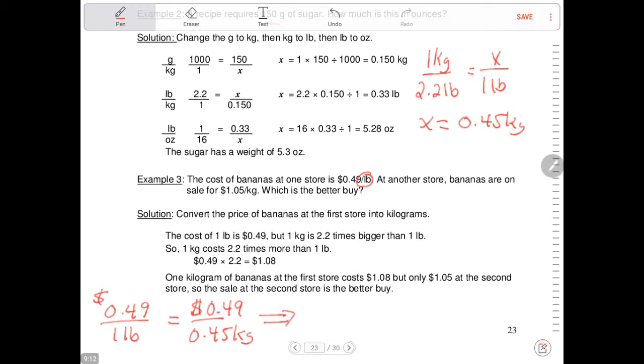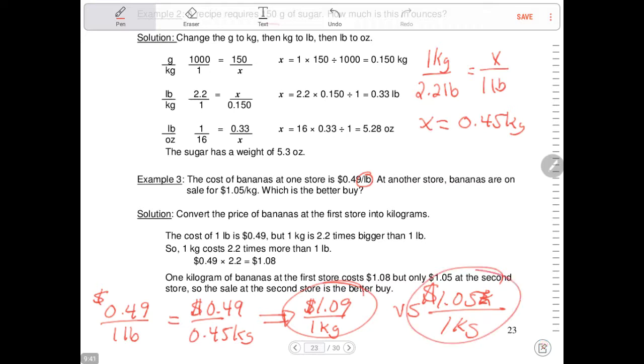But now what you need is the unit price. And remember, the unit price is for 1, not 0.45 kilograms. It's for 1 kilogram. To figure out this price now, simply go 0.49 divided by 0.45. It gives you about $1.09. Oh, sorry, that's $1.09 per 1 kilogram. Now you can compare your unit prices. Now and only then can you say which one is cheaper.